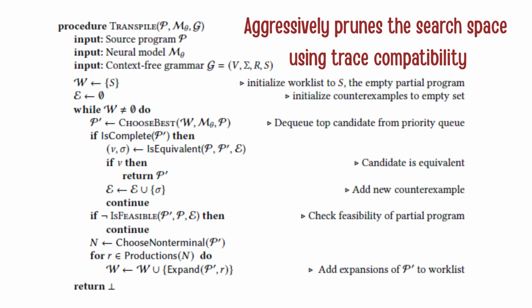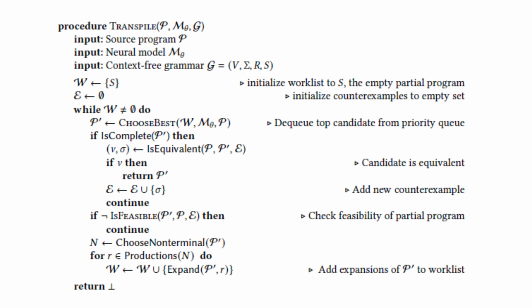Internally, the algorithm maintains two important data structures. The first is a work list, which stores all the partial programs waiting to be explored. The second data structure is a set of counterexamples. Whenever the algorithm discovers that a candidate program behaves differently from the source program, the failing input is stored as a counterexample. These counterexamples help eliminate incorrect candidates much more quickly in future iterations.